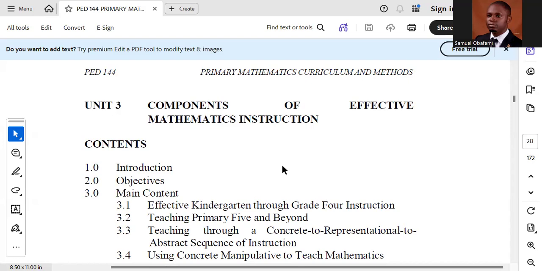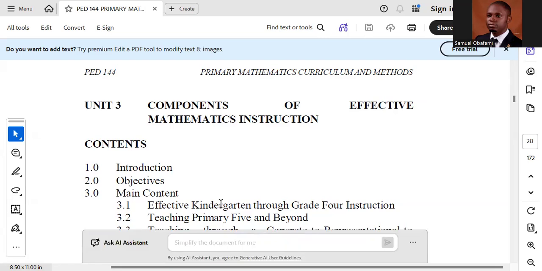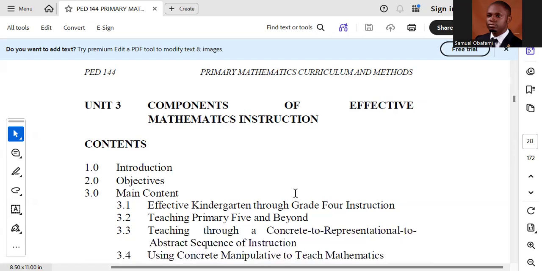This is PED 144, primary mathematics curriculum and methods. We started from looking at the brief history of mathematics and what mathematics is all about, and how to teach it to primary school pupils. In this unit, our concern is components of effective mathematics instruction. That's what we are concerned about in this unit. And of course, we'll be doing the following.